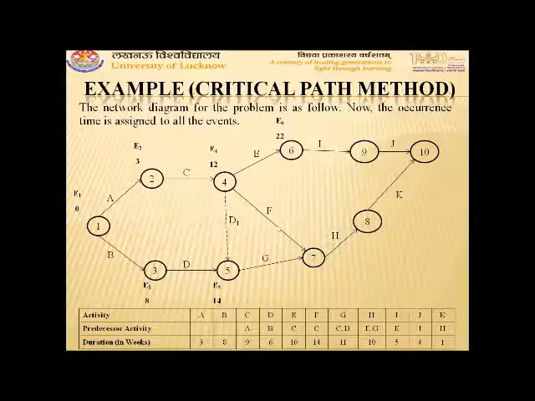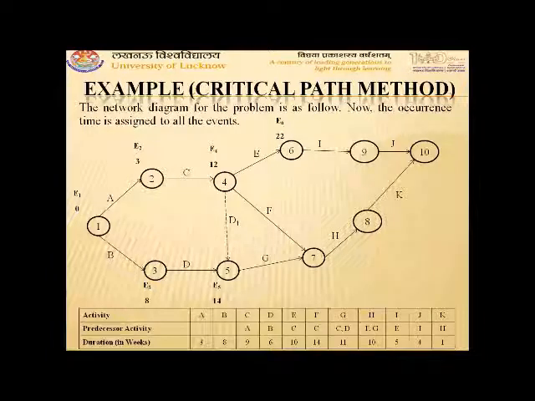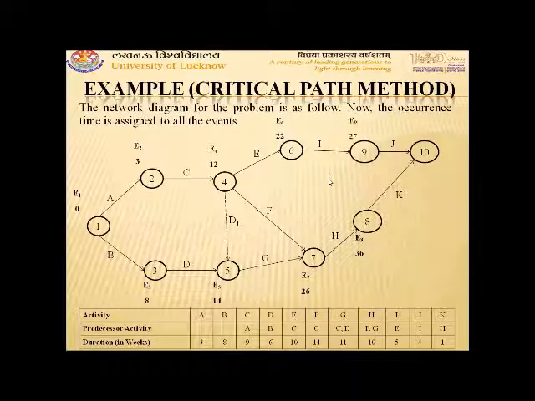Now at 7, two activities F and G are finishing or completing. So we again take the maximum of E5 plus duration of G and E4 plus duration of F. The duration of F is 14, and 14 plus 12 is 26. The duration of G is 11, and E5 is 14, so 14 plus 11 is 25. Among 25 and 26, the maximum is 26. So E7 comes out to be 26. Now proceeding in the same manner, E8 comes out to be 36, and E9 comes out to be 27.